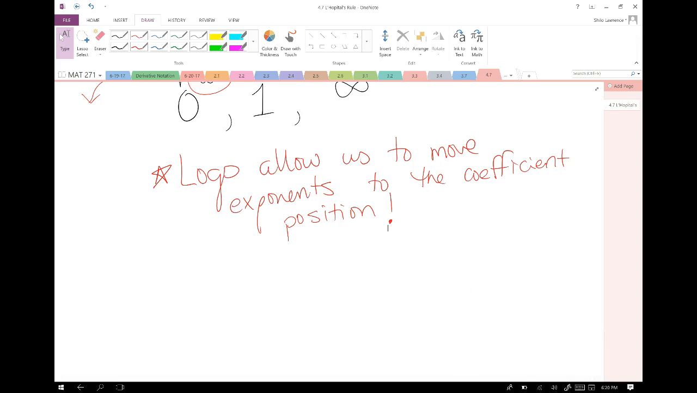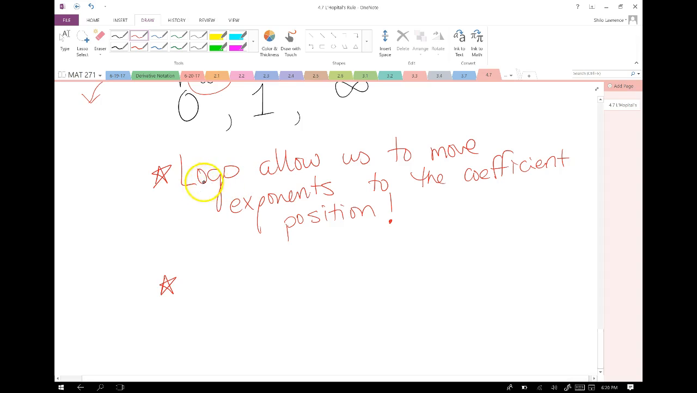We're going to have to just make sure it's a fraction, and then we can use the normal L'Hopital's rule. But then we're going to have to undo that log at the end. So you also need to remember that to undo the log, we need to know what the inverse function of a log is, which is an exponential function.